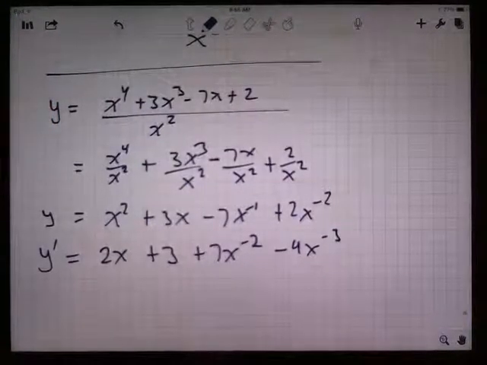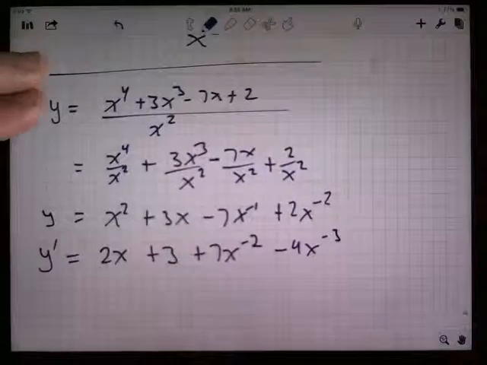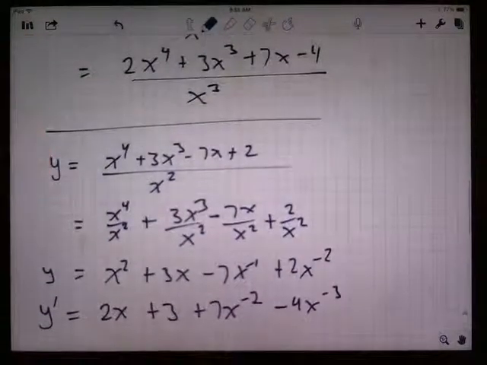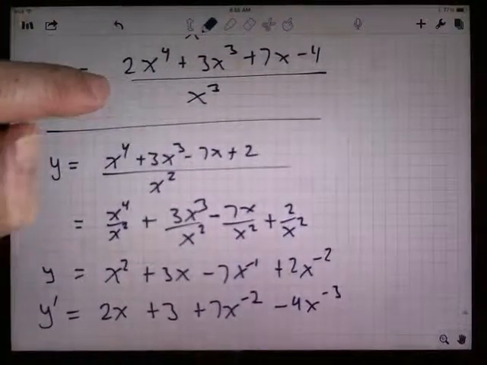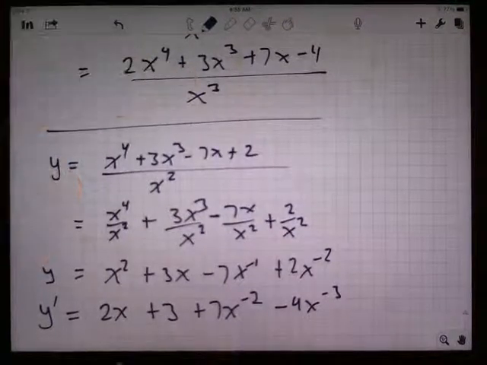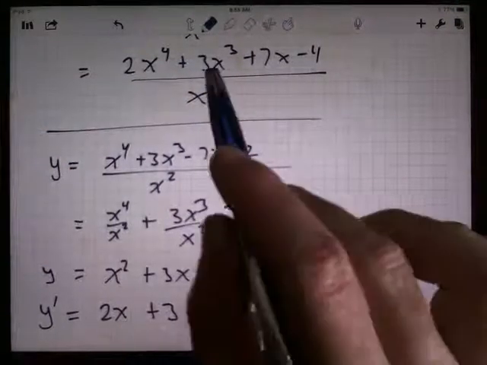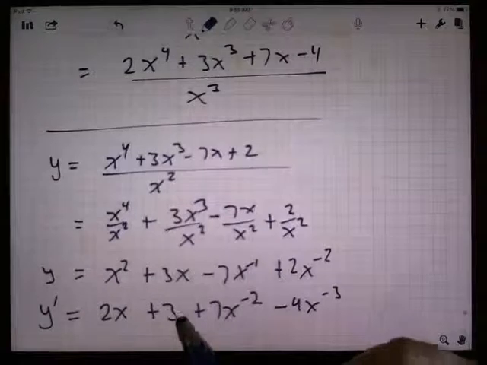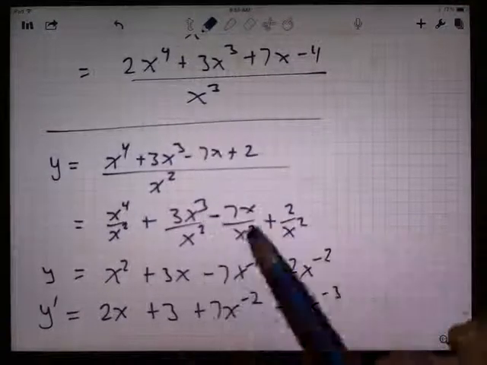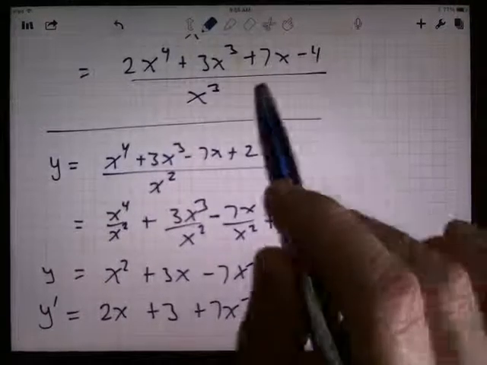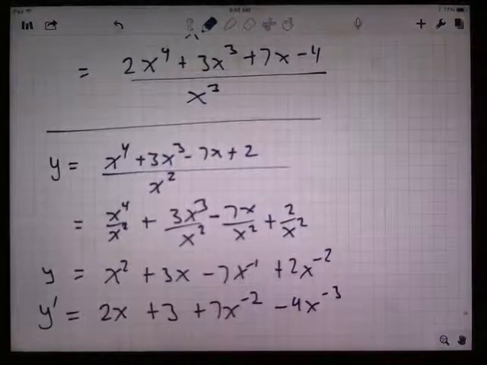Is that the same answer that I got before? Well, let's see. There's the 2x to the 4th over x cubed. That would be this. There's a 3x cubed over x cubed. That's the 3. There's 7x over x cubed. That's this one. And the negative 4 over x cubed. Yes, they are the same.